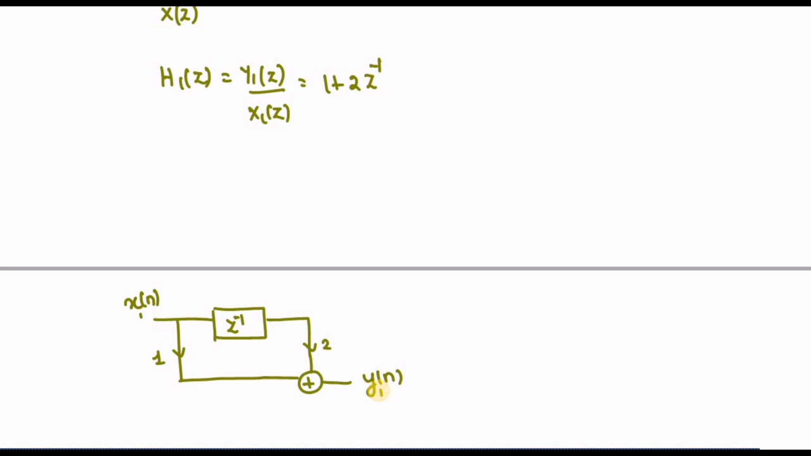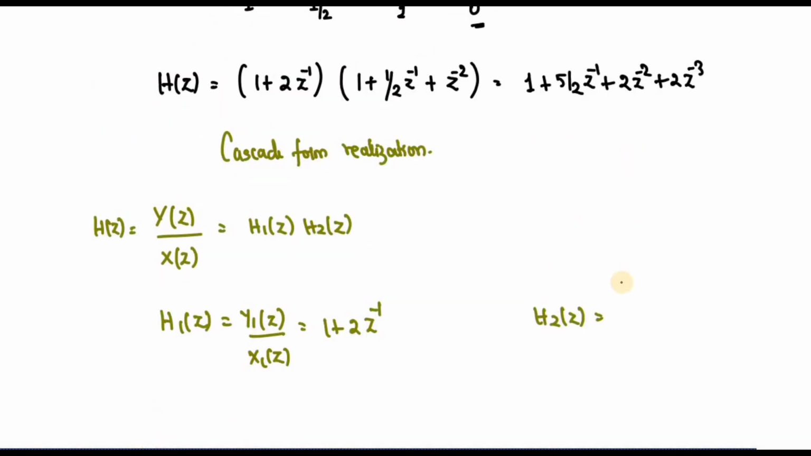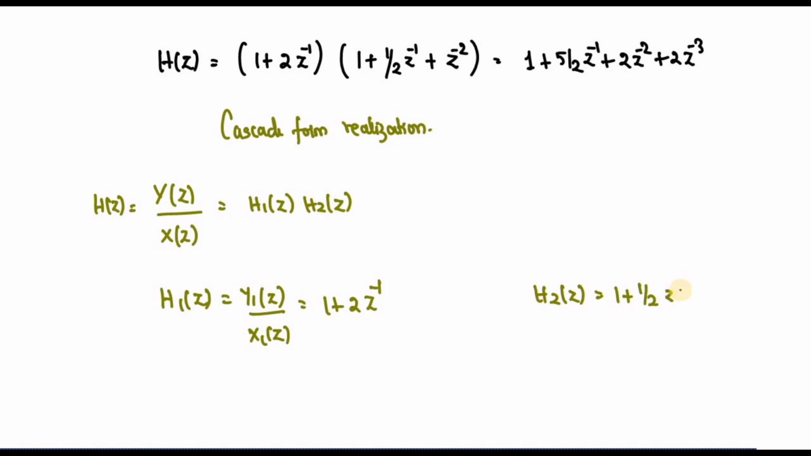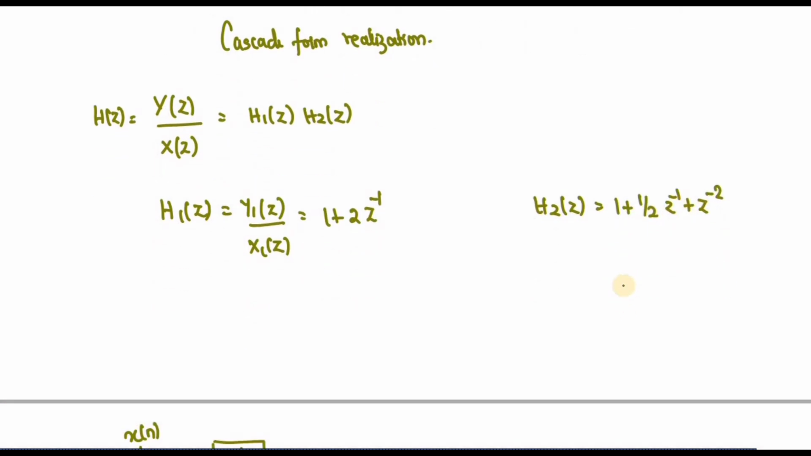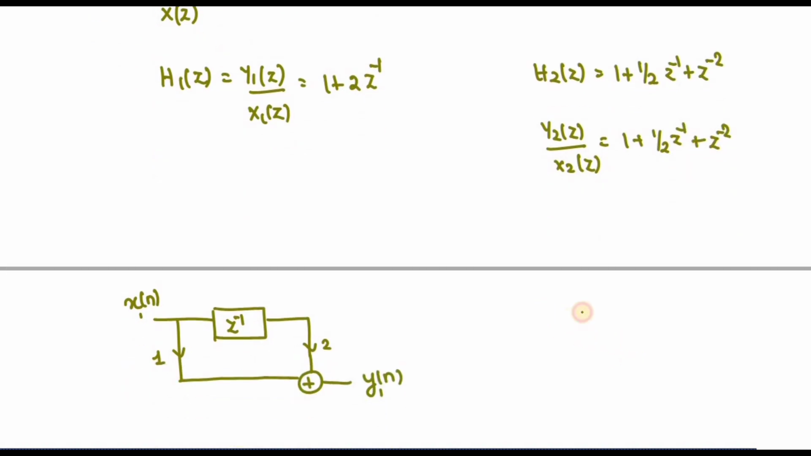Similarly, I can do it for H2(z). What is H2(z)? H2(z) = 1 + 1/2 z^-1 + z^-2. Again, H2(z) = Y2(z)/X2(z). If I draw this equation, it has 2 z^-1 terms, because the maximum power is z^-2, and I have to have 2 adders. The first coefficient is 1, then 1/2, and another one is also 1.